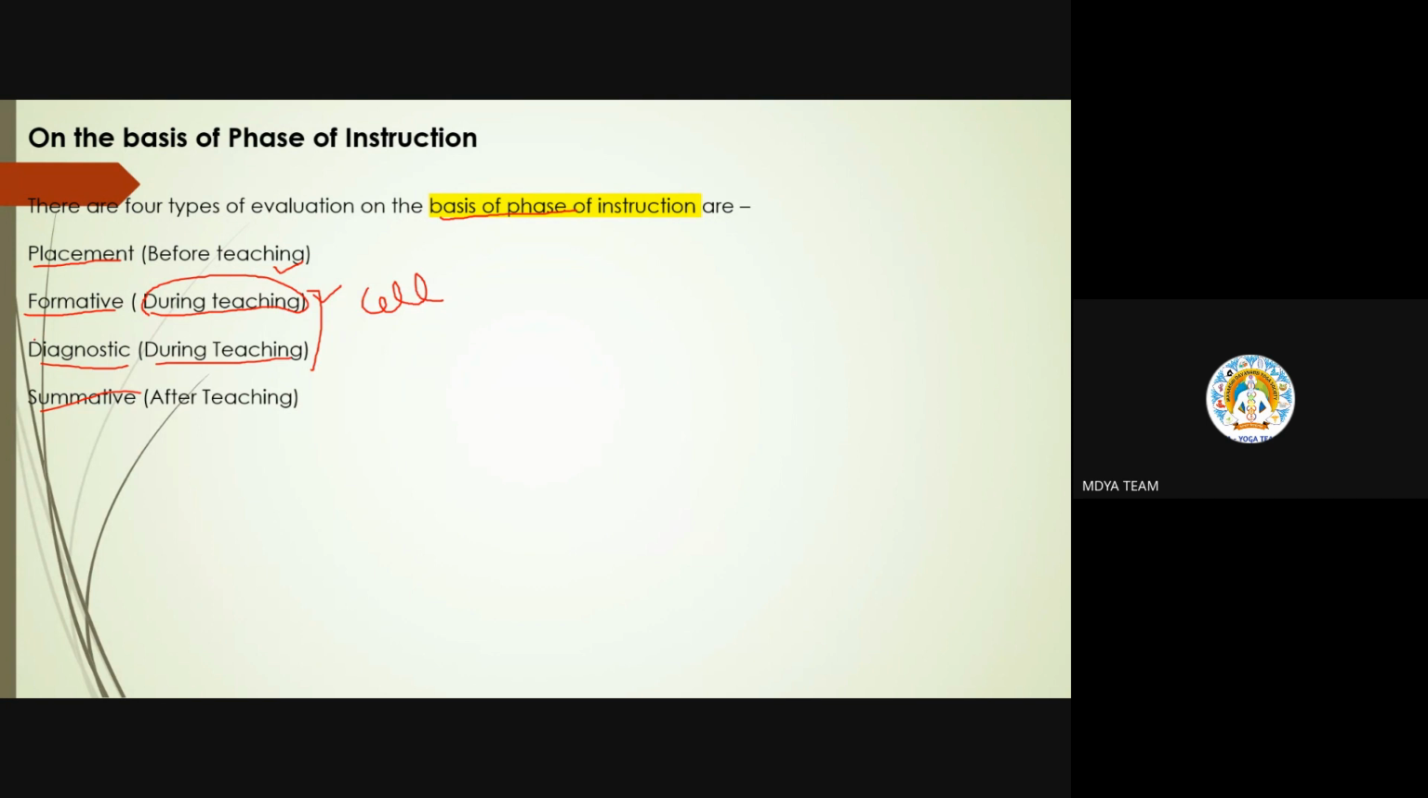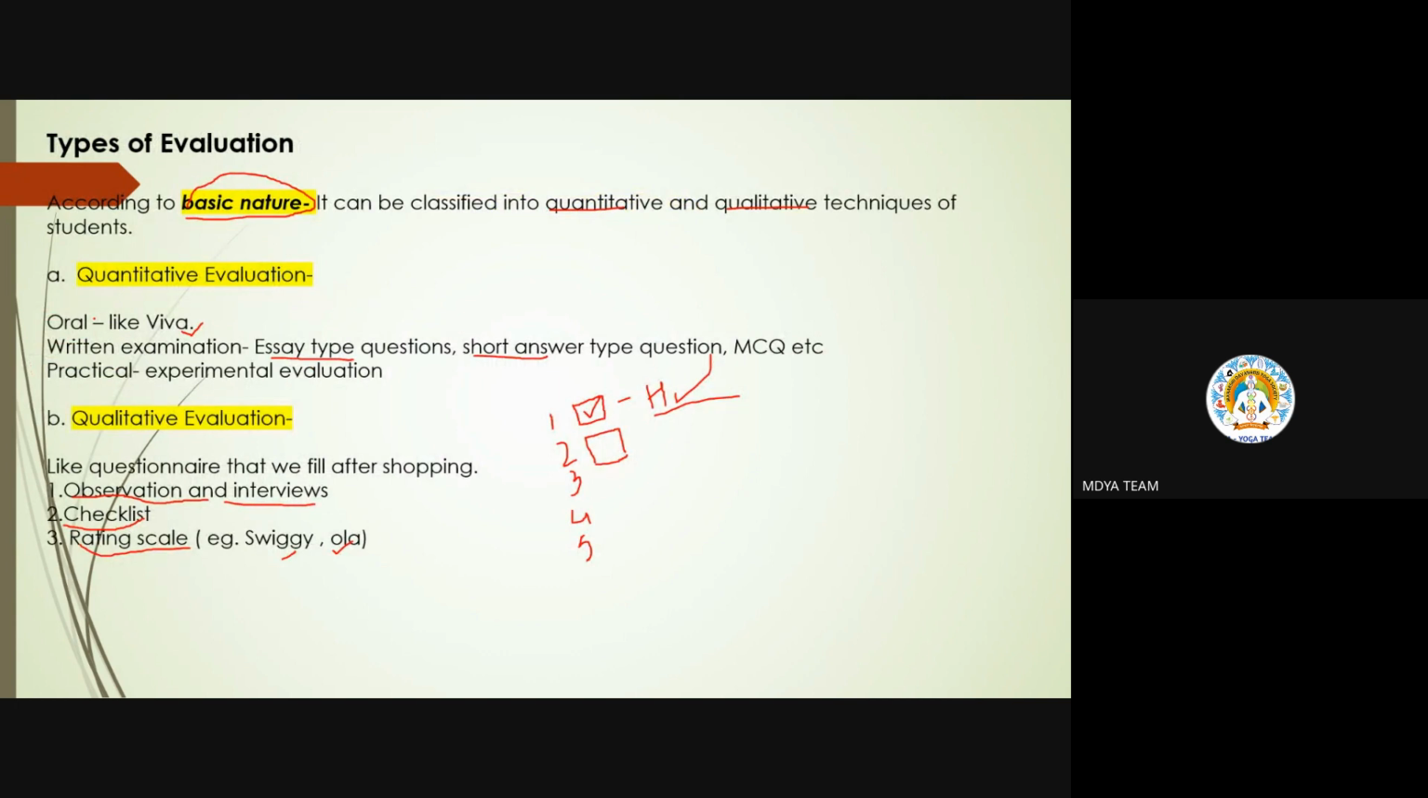As the word suggests, diagnostic means diagnosis of some problem. So it is intentionally done for this, and formative is for assessing knowledge. Clear? Yes, ma'am. Okay. Any doubt from this slide? No, ma'am.